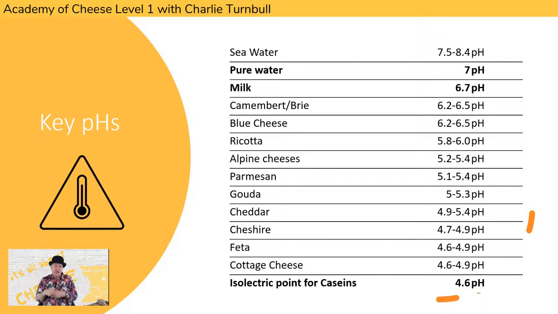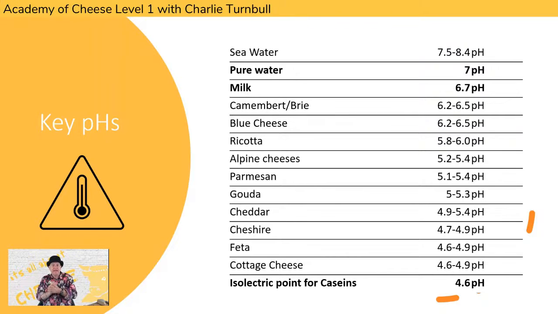And then we've got ricotta up there, and let's just ignore ricotta at this time because why? Ricotta is not a casein-based cheese. So let's just make sure we're on this. Isoelectric point 4.6, and then from softs, we go up a bit, crumblies up a bit more to the top 4s, hards, the low 5s, alpine cheeses and parmesans, pardon me, the 5s there as well.